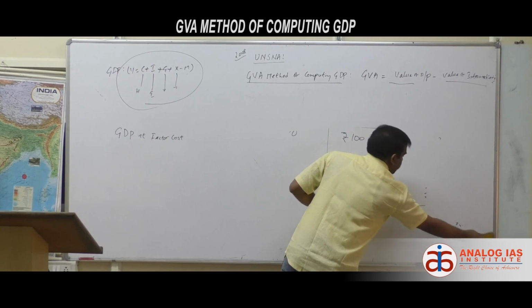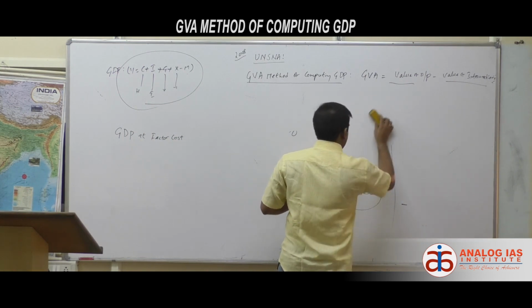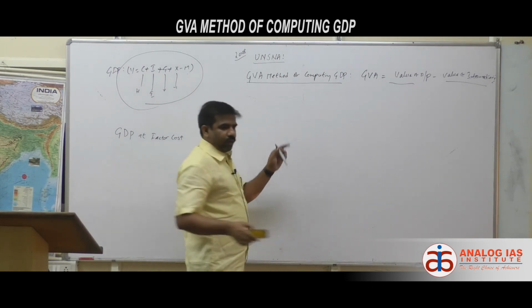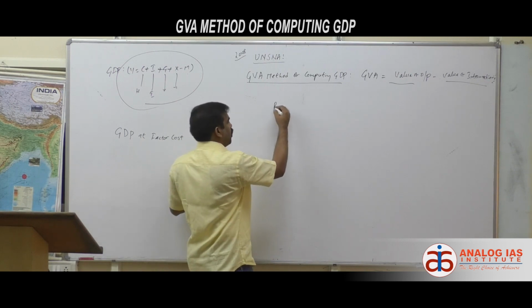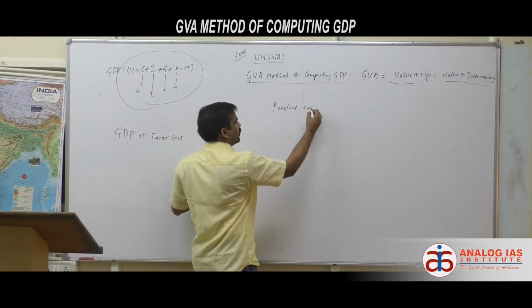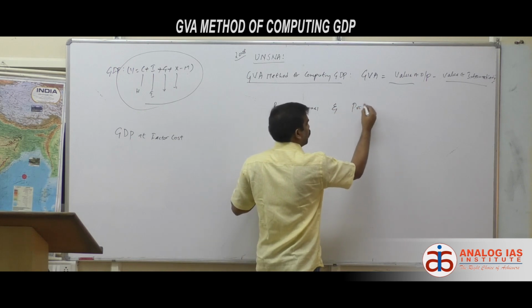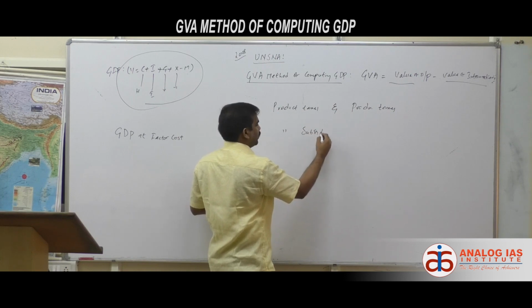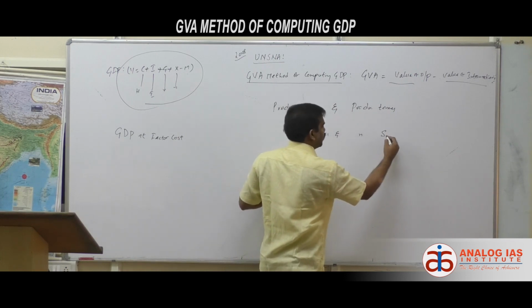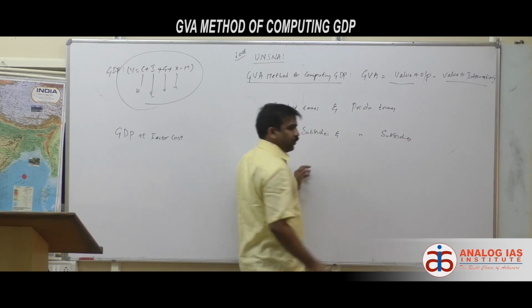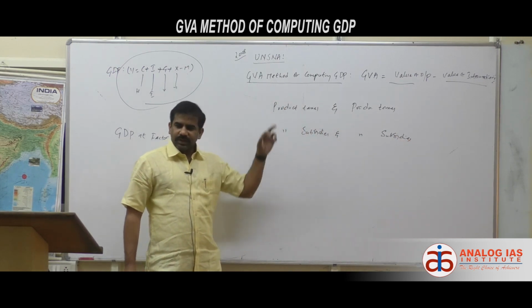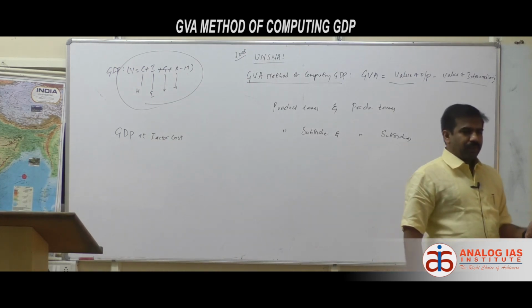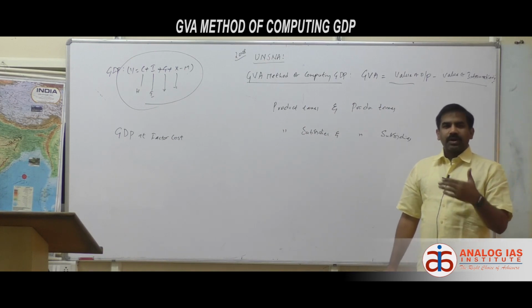Now let's try to understand how GDP is computed using the GVA method. Before going into it, let's also discuss the difference between product taxes and production taxes, product subsidies and production subsidies. So before trying to understand how GDP is computed using GVA, let's also try to understand the difference between product tax and production tax, product subsidy and production subsidy.